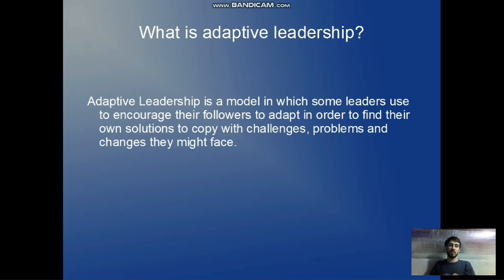So what is adaptive leadership? Adaptive leadership focuses on the adaptation required of people in order to respond to the changing environment. So it's more about the followers rather than the leaders. The leaders use this approach to encourage their followers to adapt to the changes required and find their own solution to cope with challenges and the problems they face in their life.